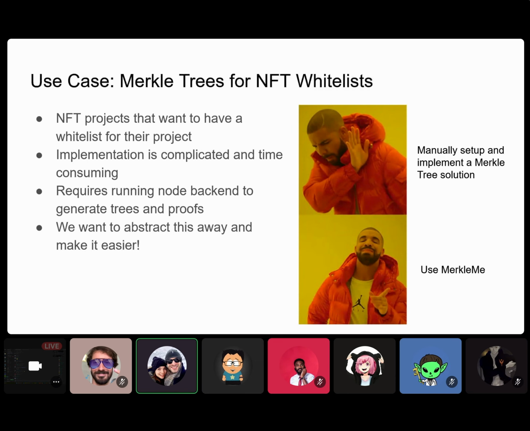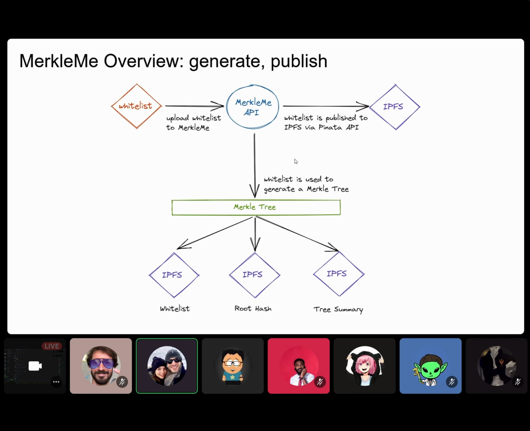So we want to abstract that away and make it easier. So here's a quick overview of how that works in MerkleMe. You bring your whitelist, you upload your whitelist to MerkleMe. The API will then generate a Merkle tree for you, and then it'll publish to IPFS your whitelist, your root hash, and something else I call a tree summary. Not important right now. I need to improve the documentation, but generally the 2 pieces you need to know are your whitelist and your root hash. So MerkleMe will do that. All you do is copy and paste your whitelist, and then it will generate this for you.